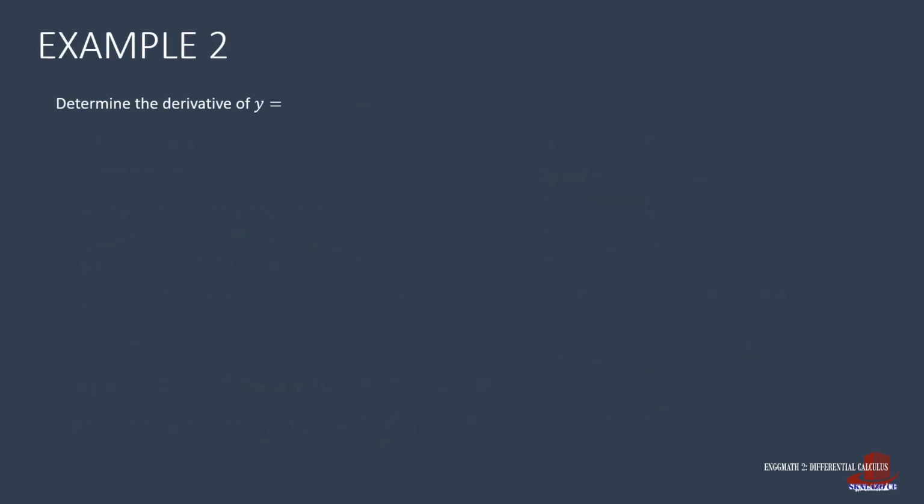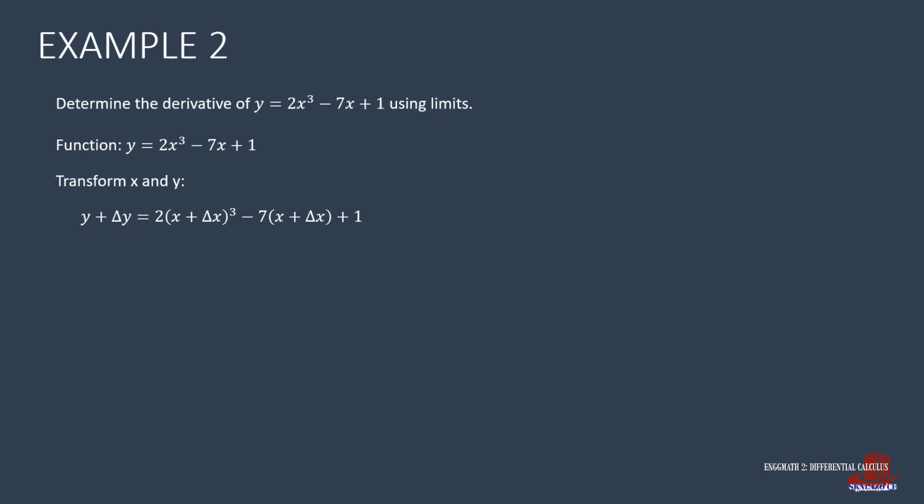The second example has the function y is equal to 2x cubed minus 7x plus 1. Again, transform the variables, making the equation y plus delta y is equal to 2 times the cube of x plus delta x minus 7 times the quantity of x plus delta x plus 1. Before doing the others, we expand those terms inside the parentheses.